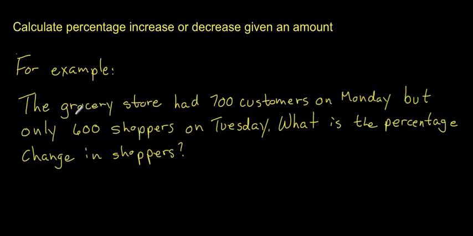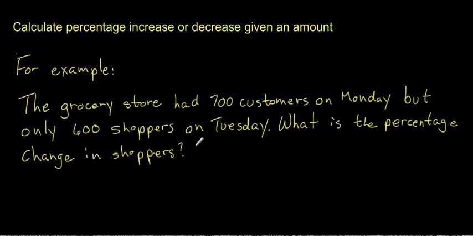Alright, in this video we're going to continue looking at a percentage increase or decrease of a given amount. And I've written an example word problem here which will give us an idea of how to work this sort of question out. It says the grocery store had 700 customers on Monday, but only 600 shoppers on Tuesday. What is the percentage change in shoppers?